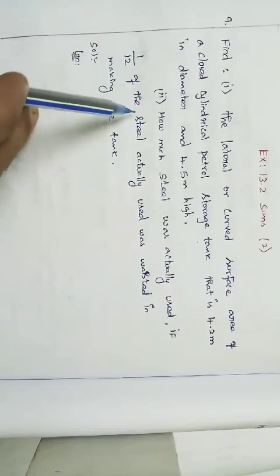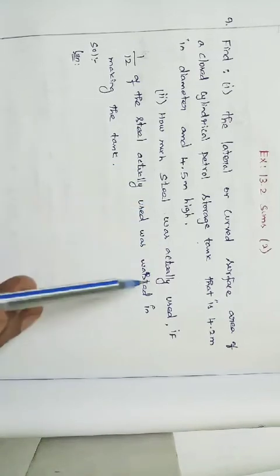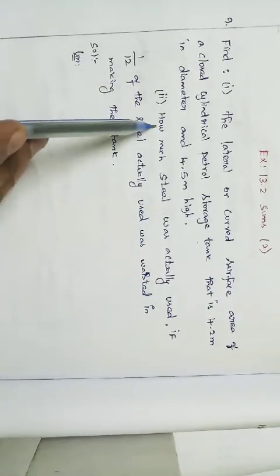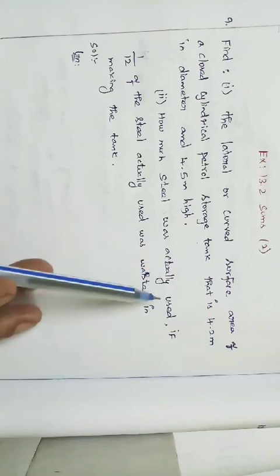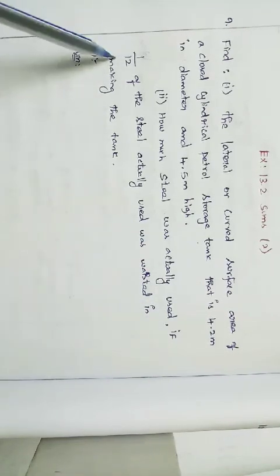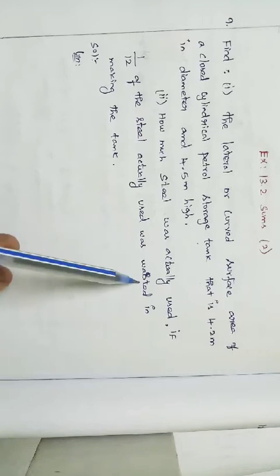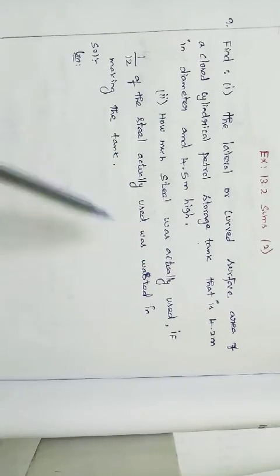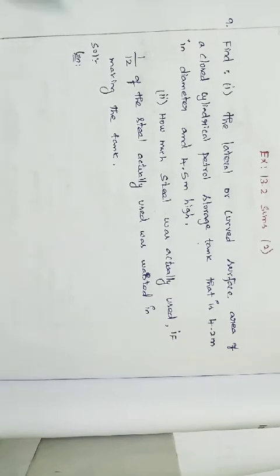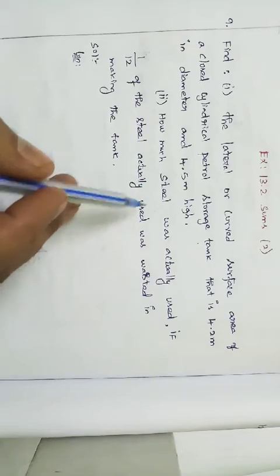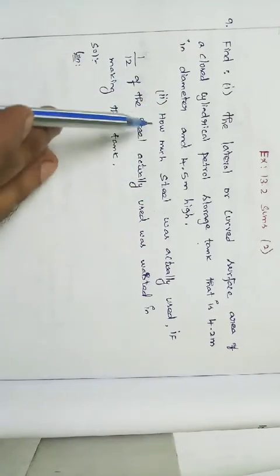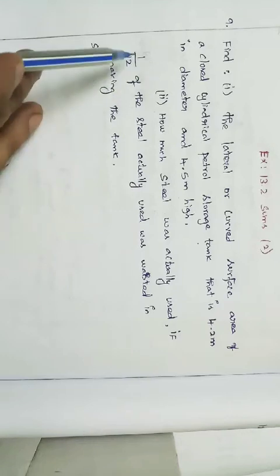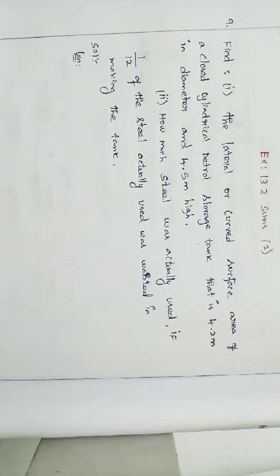Still we have the second subdivision. So the second subdivision, what is it? Find how much steel was actually used if 1 by 12 of the steel actually used was wasted in making the tank, right? So we have to find the total surface area. And while we are solving the second subdivision, I will explain clearly, we have to find an extra thing. See, the 1 by 12 part has been wasted.